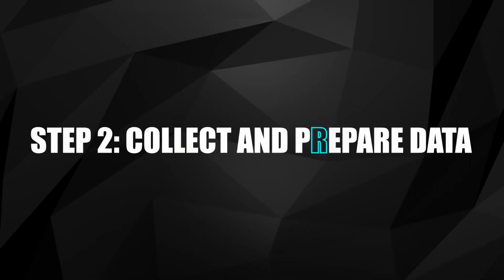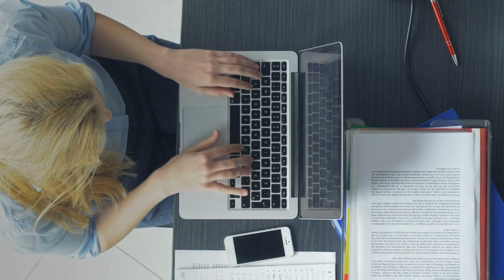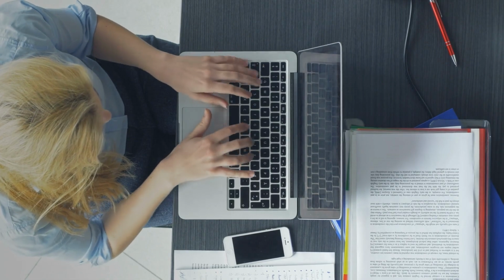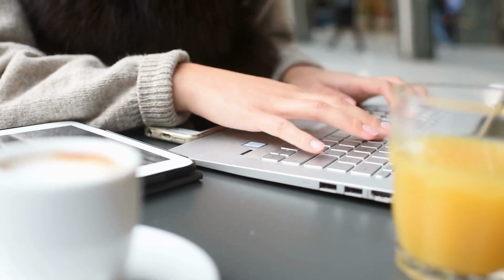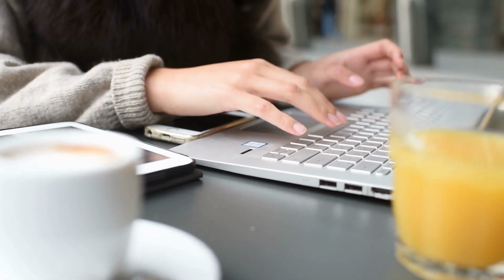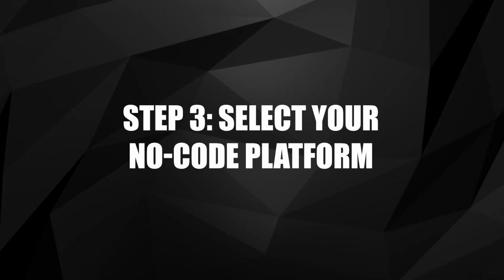Step 2. Collect and prepare data. Data is like the brain of your AI agent. The more it knows, the better it can help. For example, if you're developing an AI that recommends toys, you can gather data such as toy names, ages, and types. Step 3. Select your no-code platform. Pick a tool that feels like the right fit, like choosing the perfect crayon for your drawing.